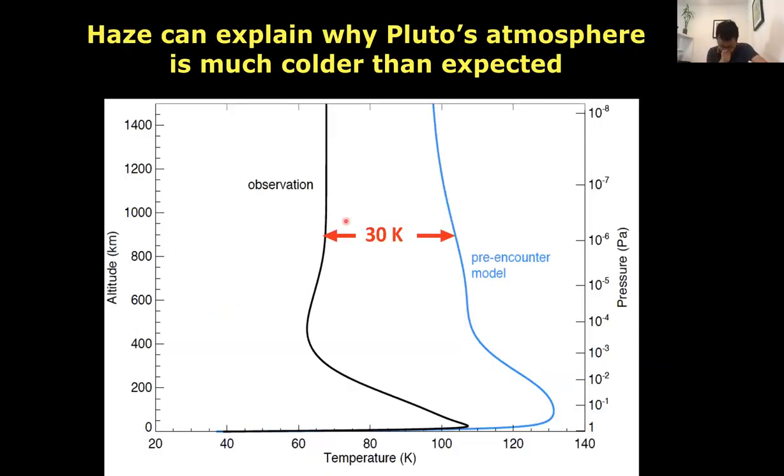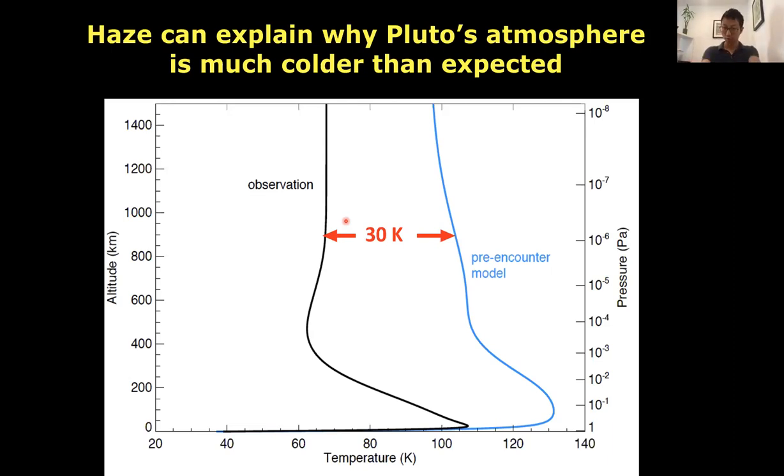Okay, let's give you an example and why we care about those particles. We care about the particles because the particles can explain the temperature of Pluto. This is actually very, very interesting. We never expected that. As I said, Pluto is much colder than what we expected.